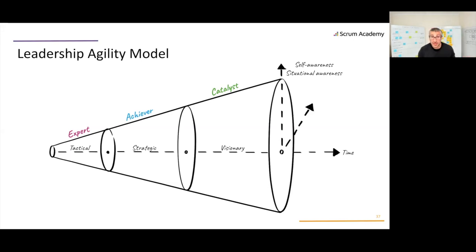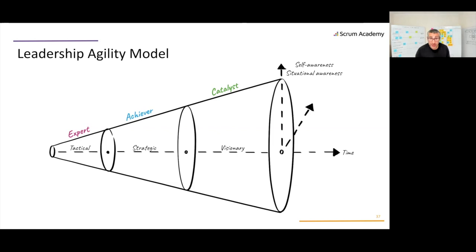Now, some of those leaders build up the awareness over time that what got me here won't take me there. There's actually a great book from Marshall Goldsmith, maybe the best coach in the world, and it's called What Got You Here Won't Take You There. And some leaders build up that awareness, that capability.